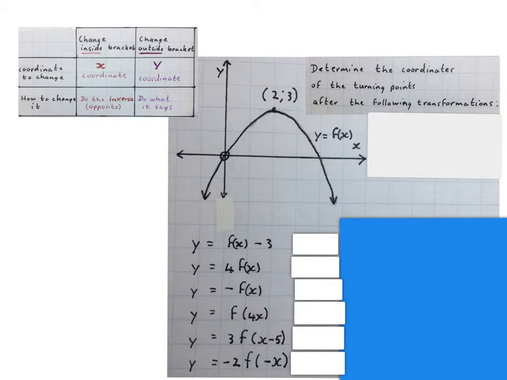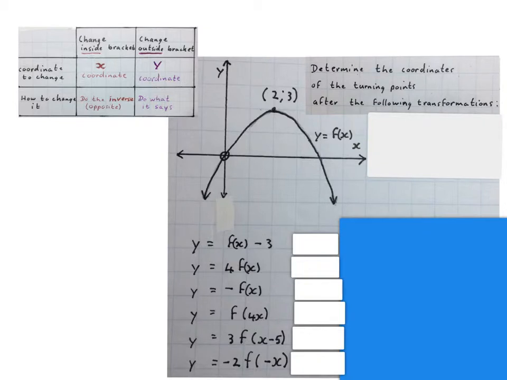Now we will do some more. Here they give us a new graph, also called y equals f of x. They give me a turning point of (2, 3). Then the question says determine the coordinates of the turning points after the following transformations. And then there's a lot of questions we're going to do quickly. Stop the video and see if you can work out what the coordinates here are going to be.